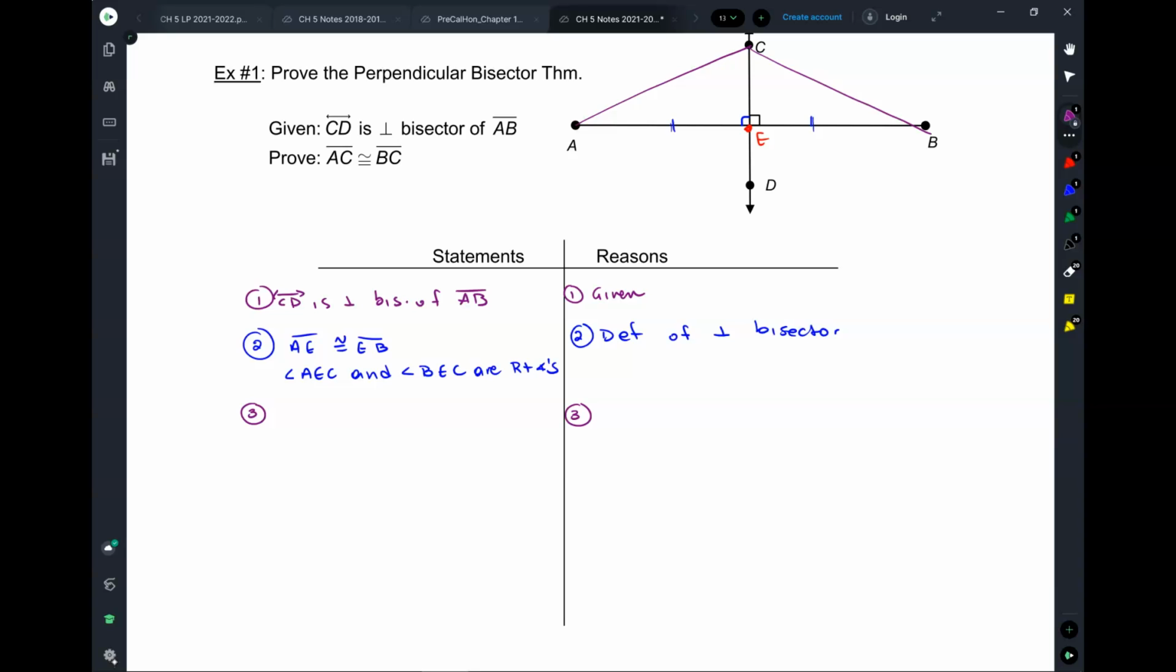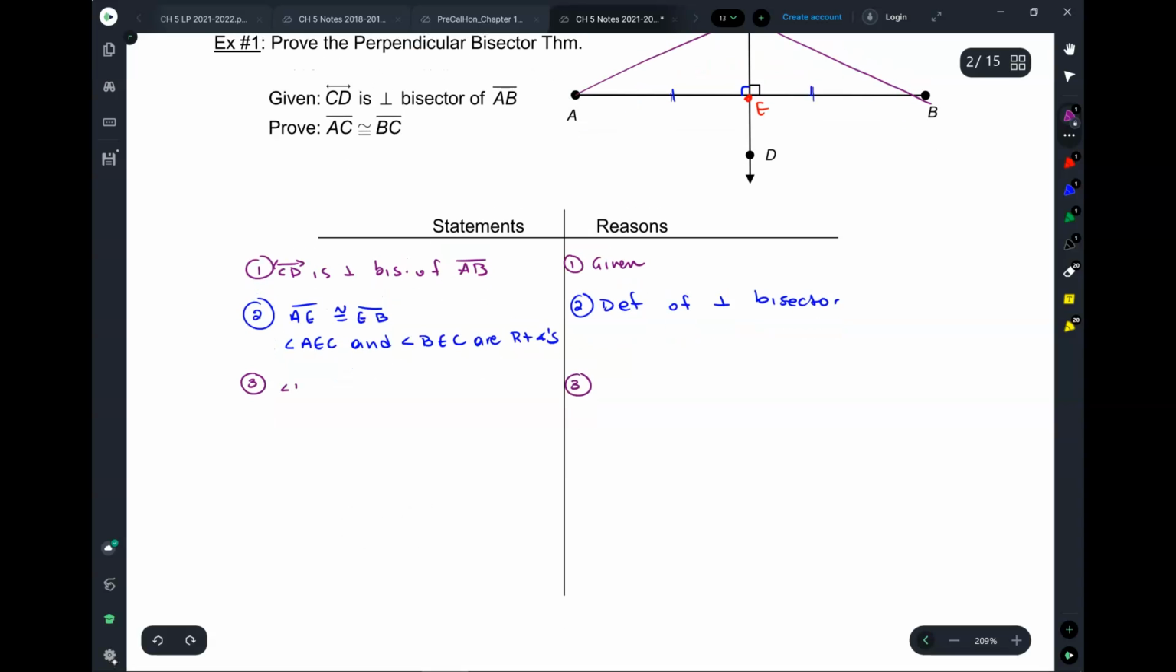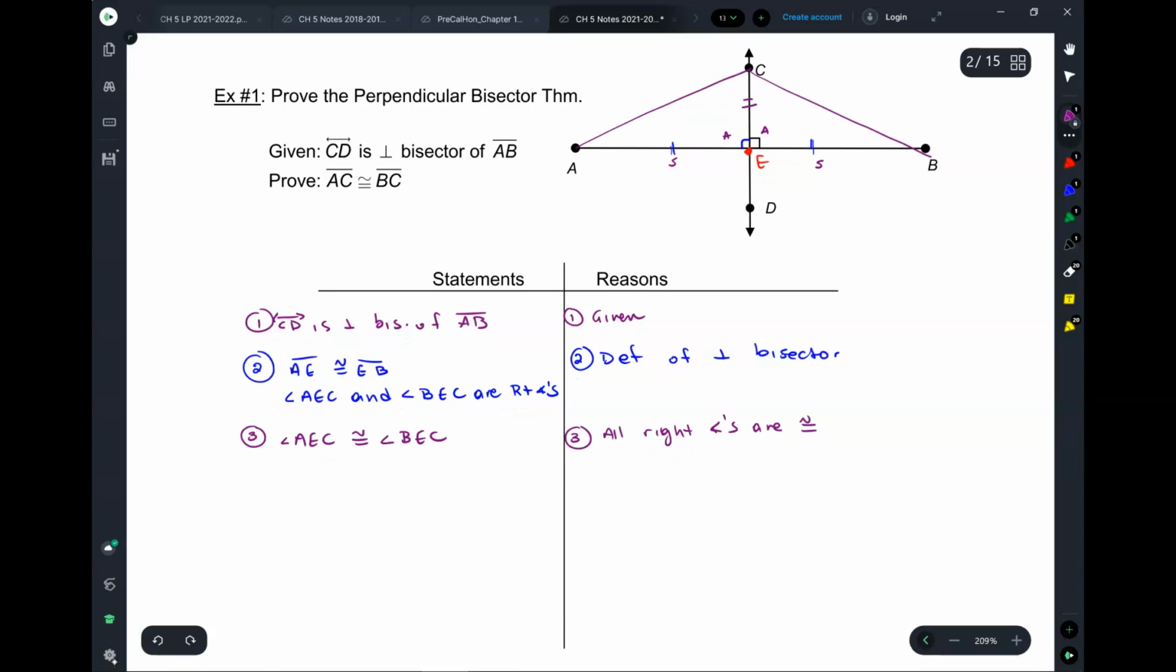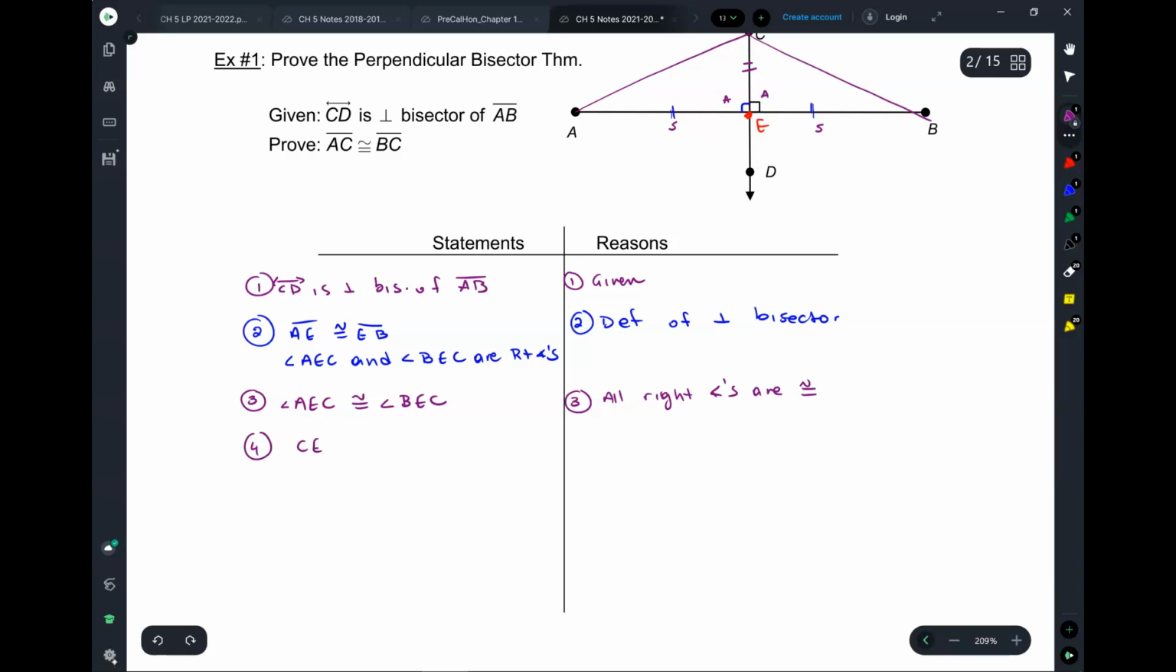Okay, so now that we've established these are right angles, I can say angle AEC is congruent to angle BEC, all right? Because all right angles are congruent. So now, I've got a side here that's congruent. I've got an angle here that's congruent. What else do I have? A side here, CE, is congruent to CE. Why? Reflexive.